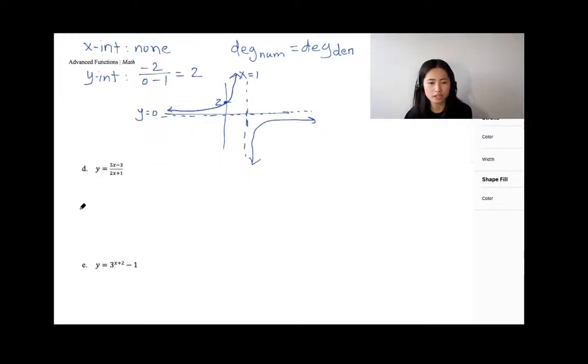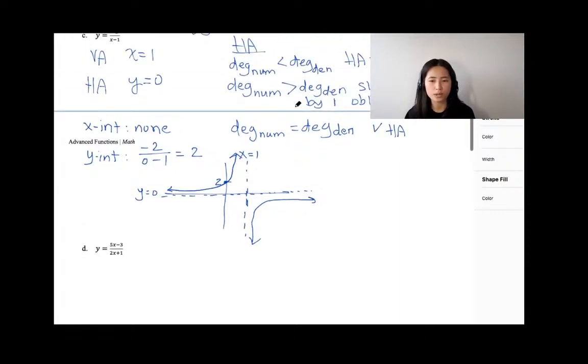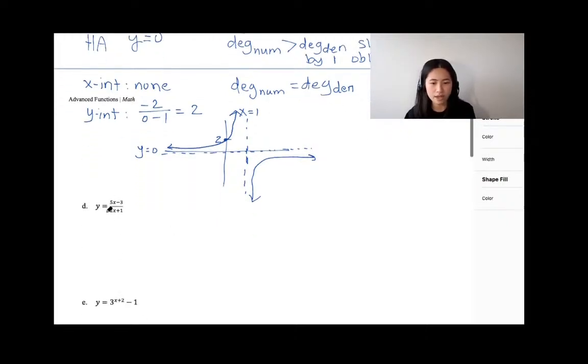Okay, so interestingly, there's another rational function here. So we have it in the form (ax minus b) over (cx plus d), right? So remember what I said about the horizontal asymptotes? Right now, you have the same degree. So first of all, how do you know it's the same degree? Well, if you look at 5x minus 3 and 2x plus 1, the degree of your numerator would be 1, because the highest power of x is 1. And in your denominator, the highest power is 1 as well, because it's x to the power of 1.